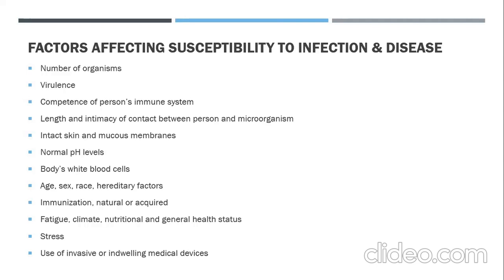The number of organisms. Obviously, if you got 3 different infections, 3 different bacteria in your wound, you're going to be in much worse shape than with just one organism. Virulence is like what we were talking about, the viral load, or how sick that other person was that you came in contact with, how much of it did you come in contact with?